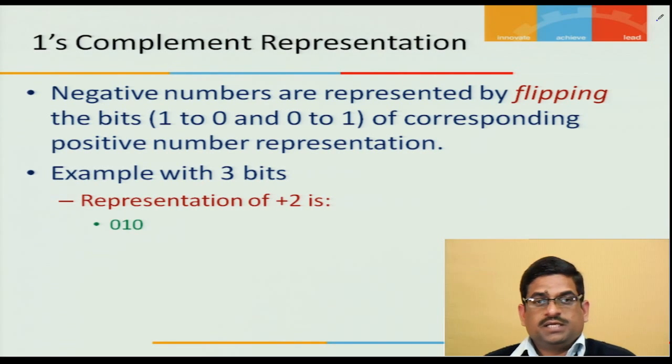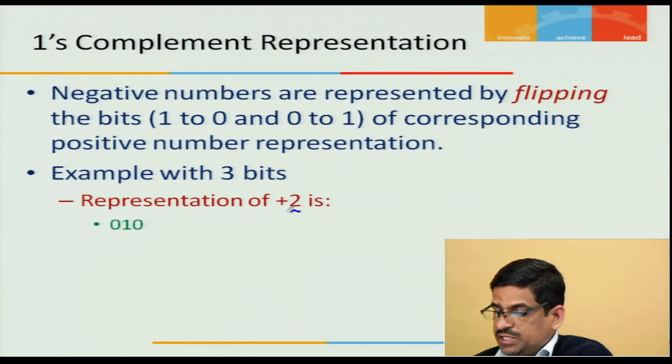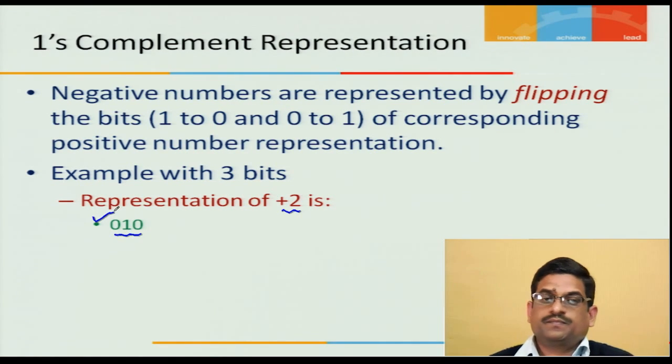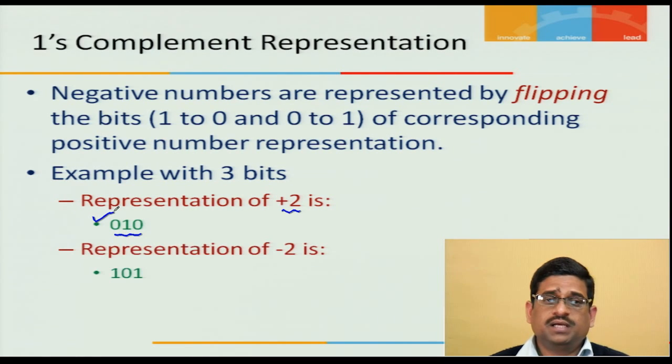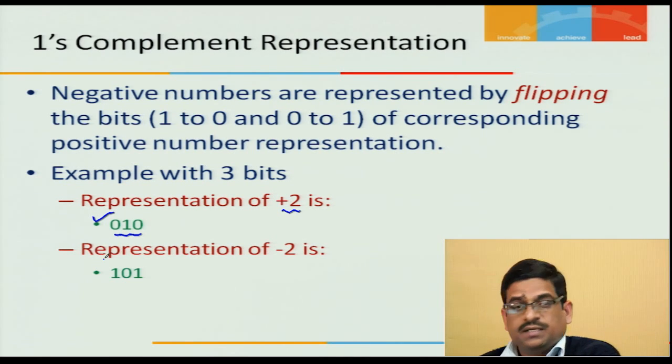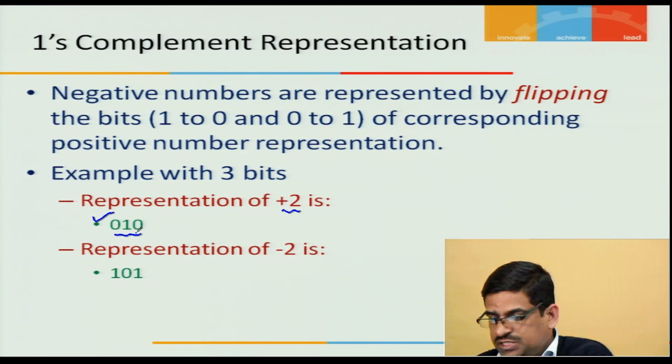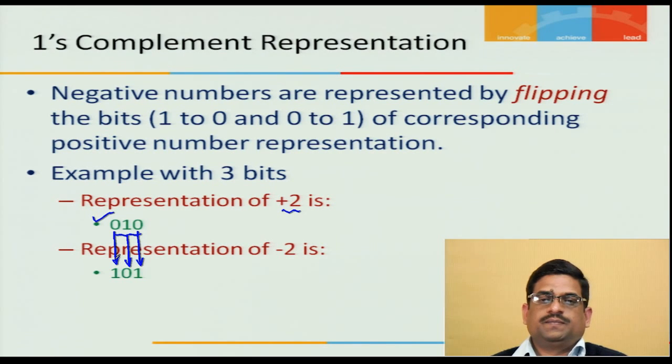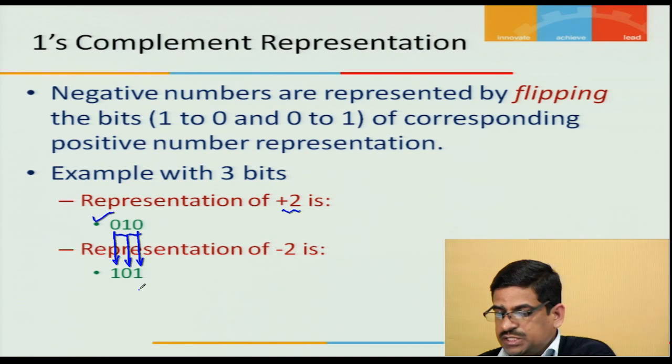Look at an example. So let's say the 3-bit representation of plus 2 is what? 0 1 0. 2 I can represent with the help of 3 bits, as in the case of sign magnitude representation, already seen in the table. So what will be the representation of minus 2? Take the 1's complement. Flipping the bits is called the 1's complement. So what is the 1's complement? Just flip the bits. This 0 becomes 1, this 1 becomes 0, and this 0 becomes 1. So what am I getting here? 1 0 1. So this is minus 2 in 1's complement form.